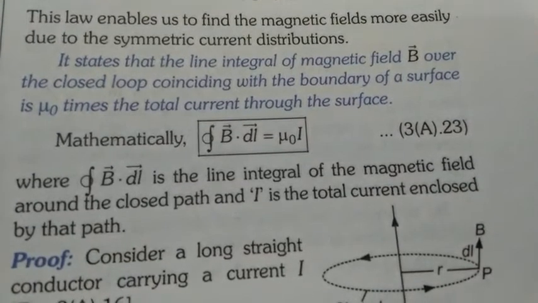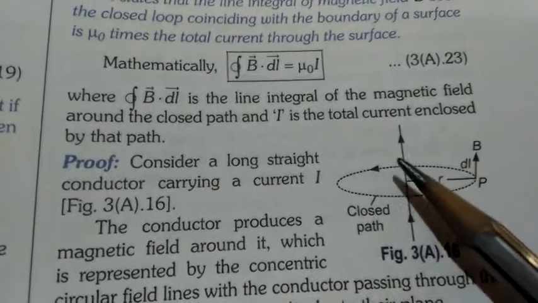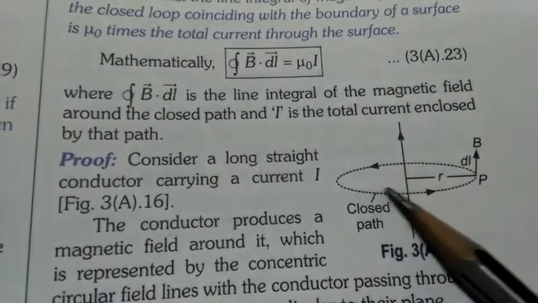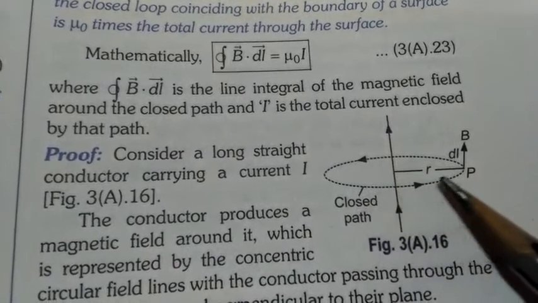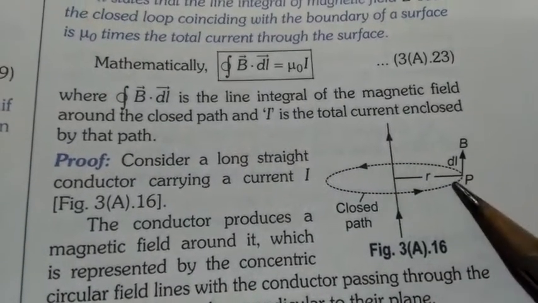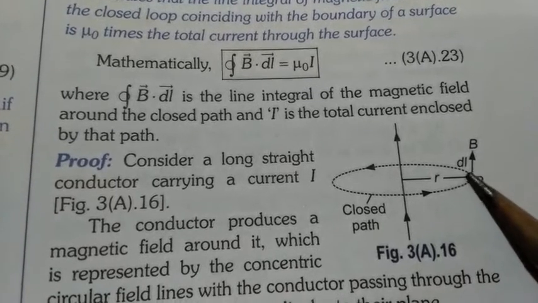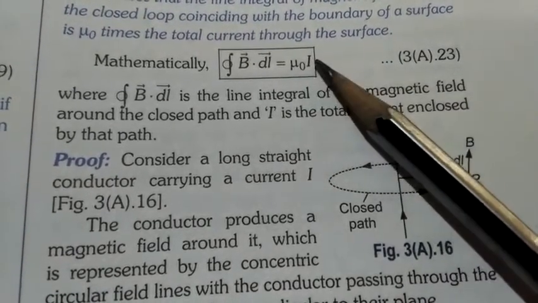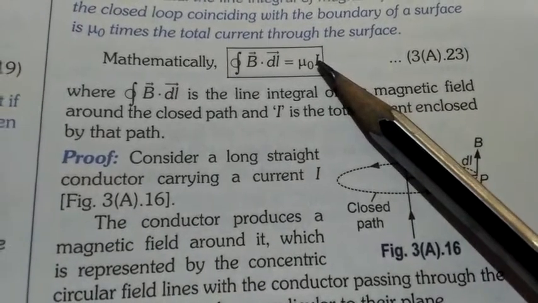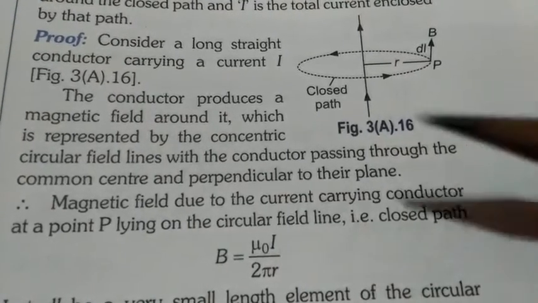So that means, for this Ampere's circuital law, suppose we have a closed loop like this in which current I is flowing. Then the line integral of the field associated with this closed loop will be equal to mu naught times the current flowing in the loop. Now let's discuss its proof.